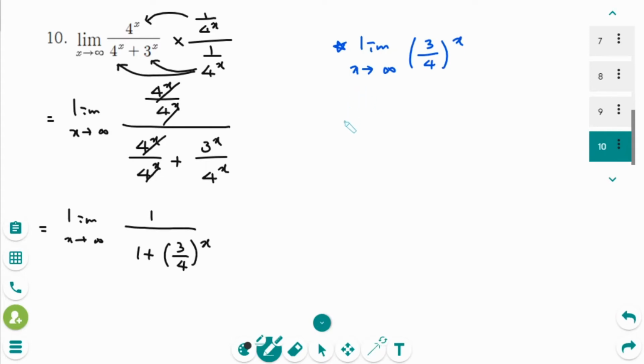If x equals 1, you get 0.75. If x equals 2, the 3/4 squared, this is 0.5625 something. Or how about 10? This one. And then this answer is 0.056 something. When x is increasing, the answer is decreasing, goes to 0.